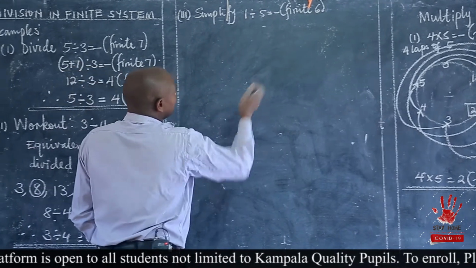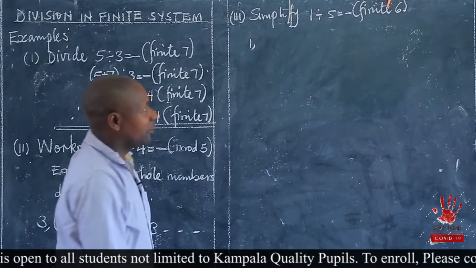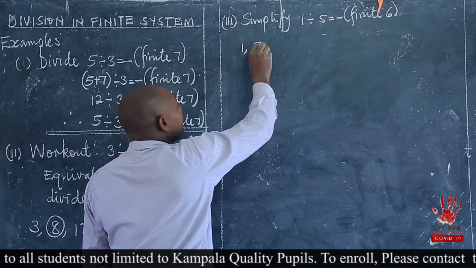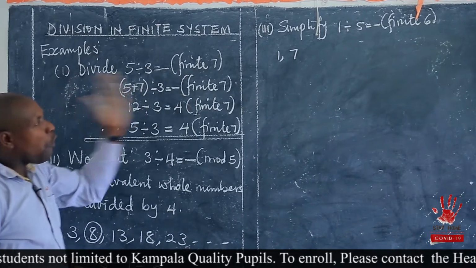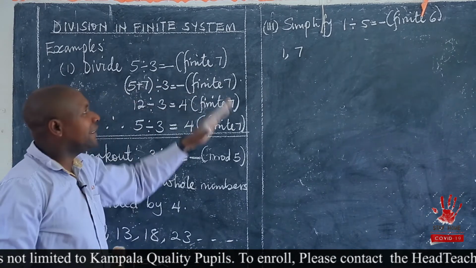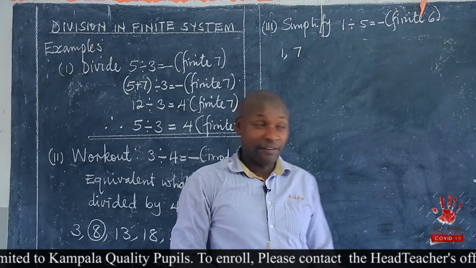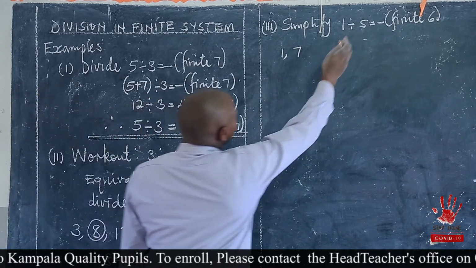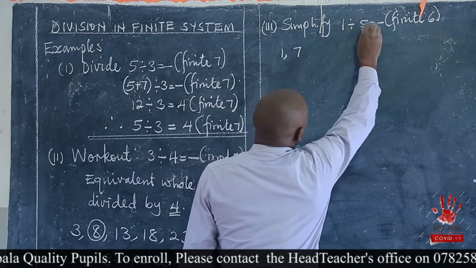If I'm to take equivalent whole numbers, I said now this time the first one will be 1. The next is 1 plus 6 and you get 7. But what am I looking for? I'm looking for the multiple of 5. A number, if I continue adding, that you'll get that can divide 5 completely, no remainder. If I'm to use the method of equivalent whole numbers, it can be divided by 5 this time, not by 4. Here it was divided by 4, so here it will be divided by 5.